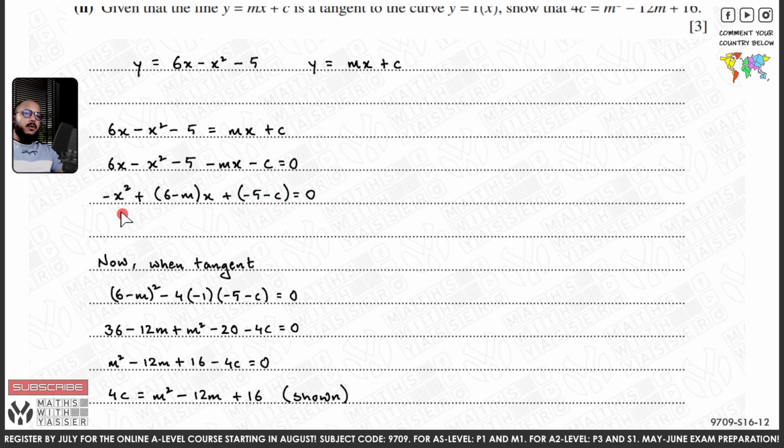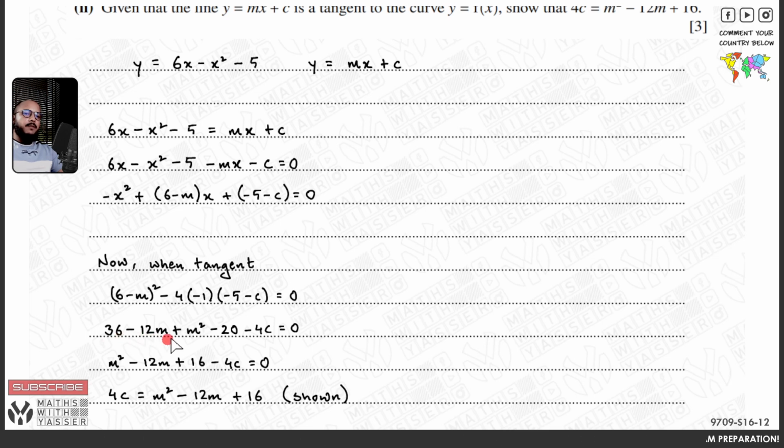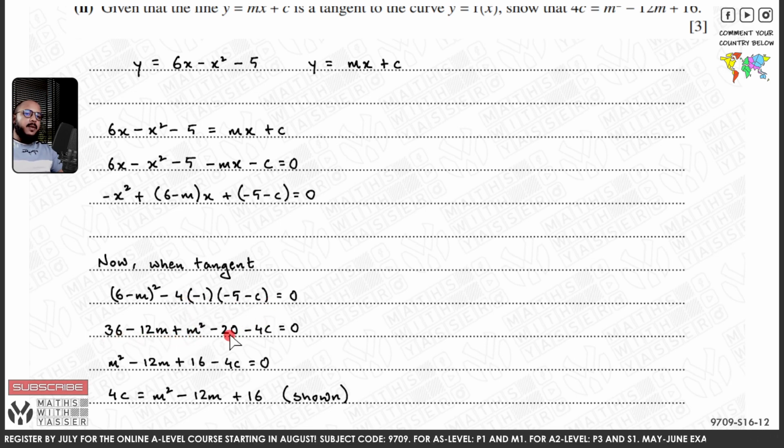I'm comparing this equation with the quadratic equation ax squared plus bx plus c. So we need to expand this with the formula (a minus b) whole squared. That gives us 36 minus 12m plus m squared. And this will become negative 20, negative 4c. We can rewrite it as m squared minus 12m plus 16 minus 4c equals 0. Therefore, 4c is equal to m squared minus 12m plus 16.